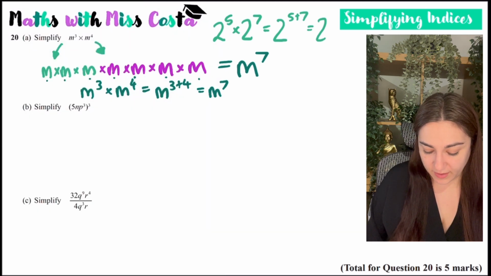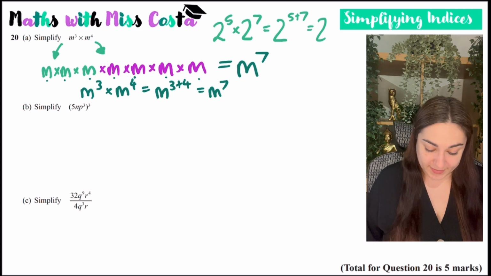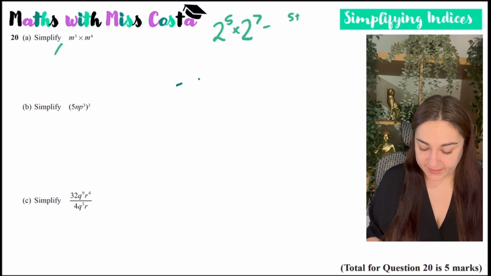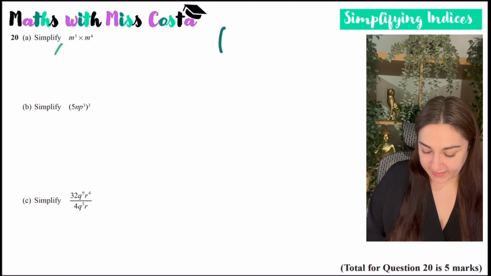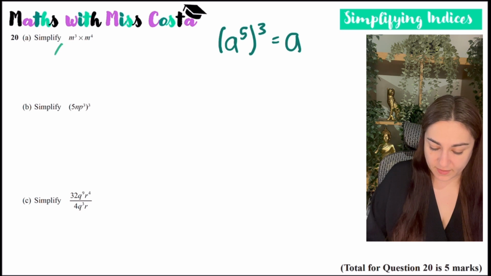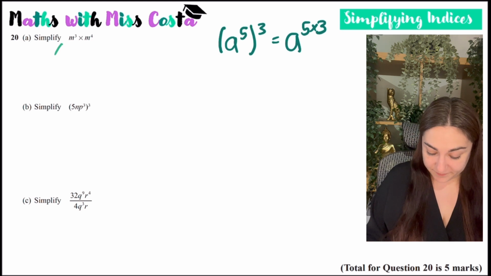Ideally you're going to know your laws of brackets. The laws of brackets is that when you've got indices, like let's say you've got a to the power of 5 to the power of 3, you multiply the powers. So that would become a to the power of 5 times 3. And that applies to each thing inside the bracket.